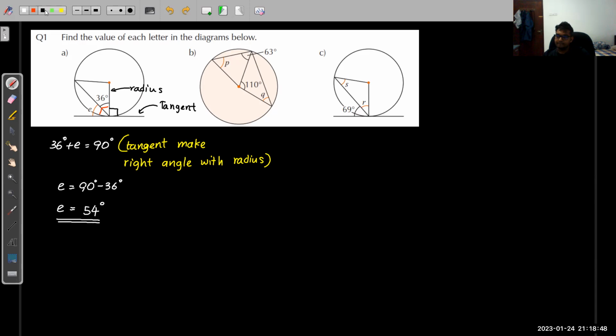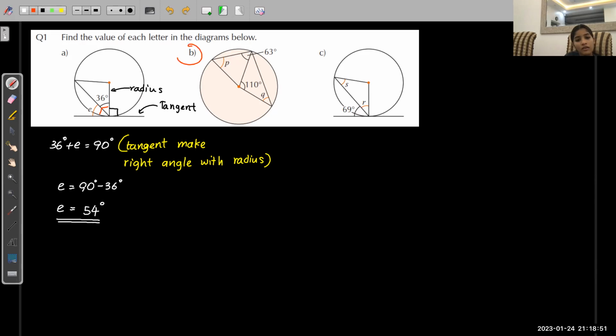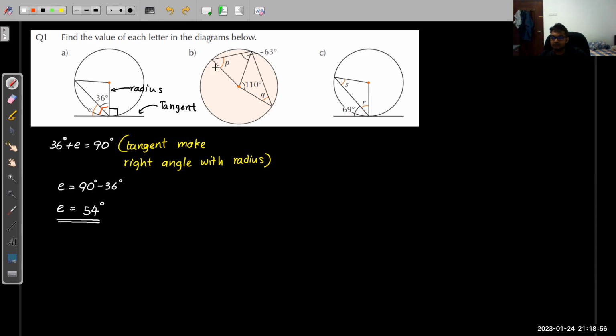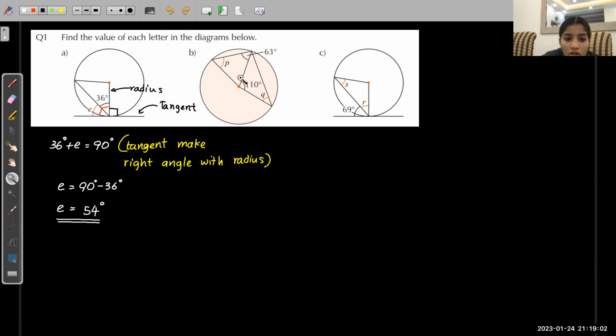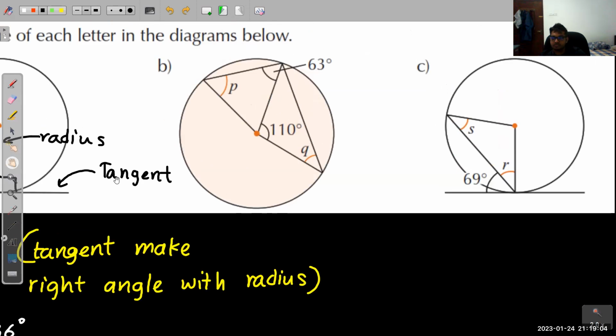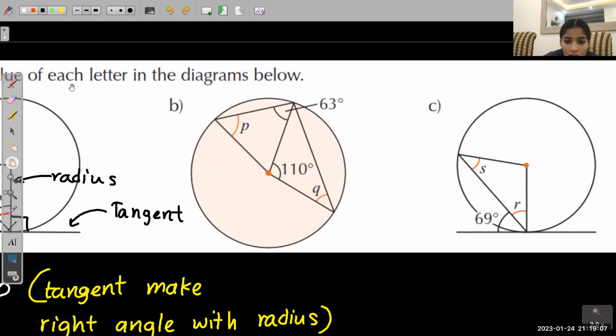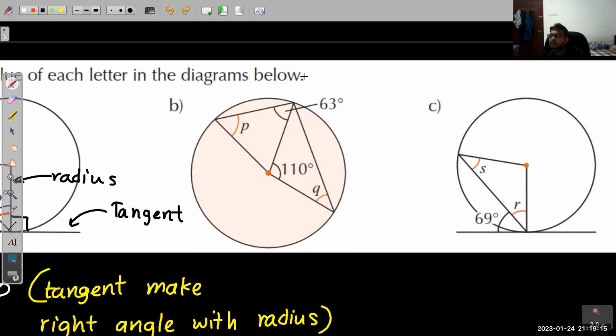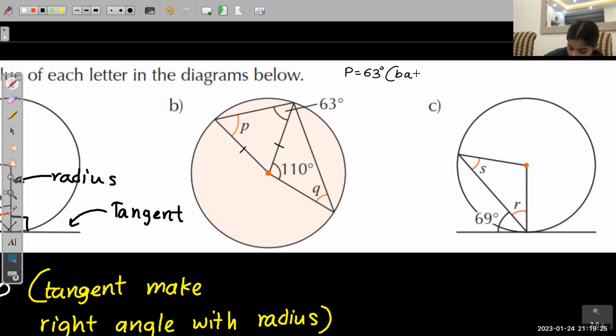This one, B. Shall we try to find out P and Q? What's the value of P? There's no tangent line, is there? So 63, then P looks bigger. Oh, it's the same. Is it 63 and 63? Exactly. P is also equal to 63. What is the reason? Because these two sides are equal, base angles of an isosceles triangle.